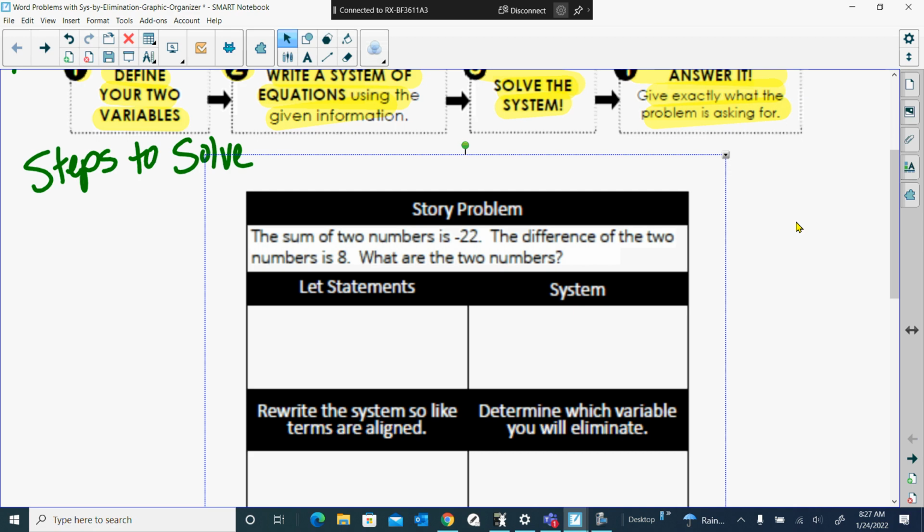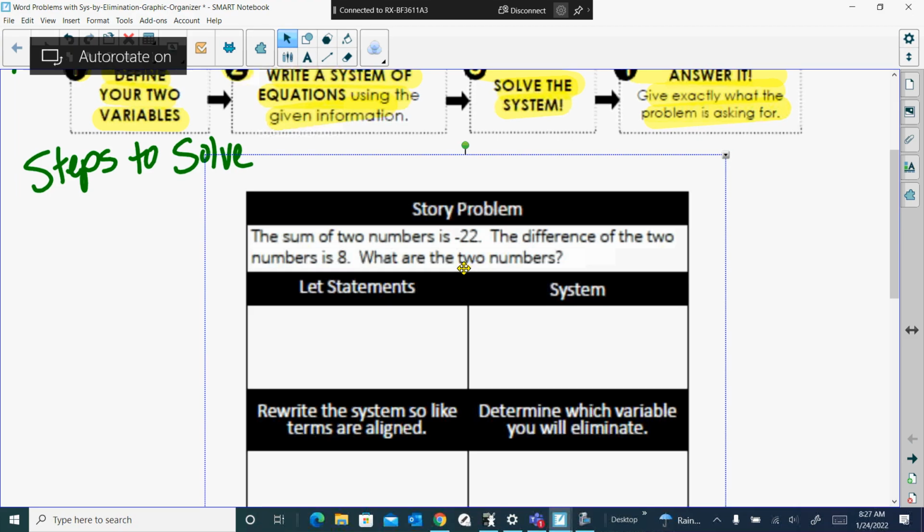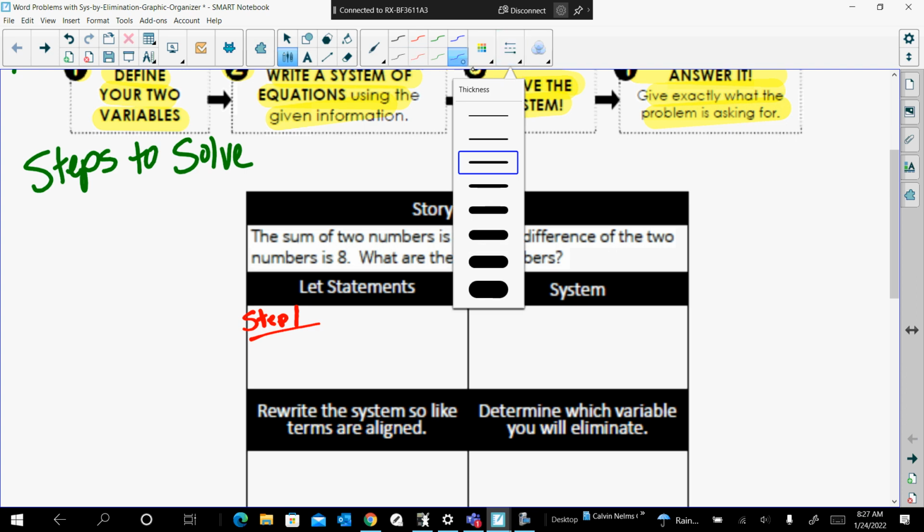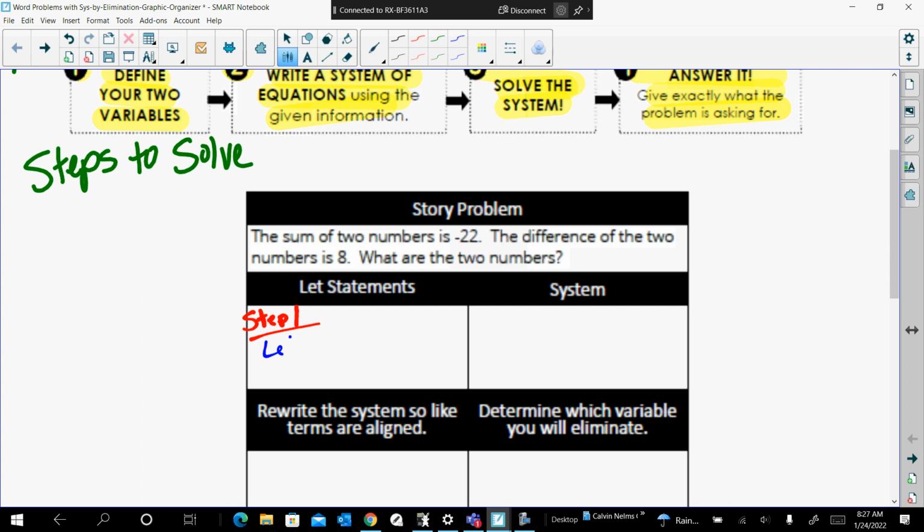So the first one we're gonna do, and we're gonna kind of do together, the let statements. This is step 1. Here's what they mean by let statements: defining your variables. So what we're going to say is, we're going to let x equal something and let y equal something. That is our let statements. We're going to define that based on the scenario.